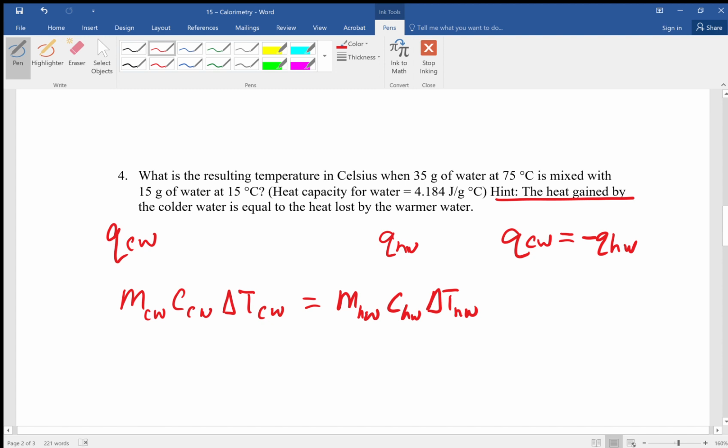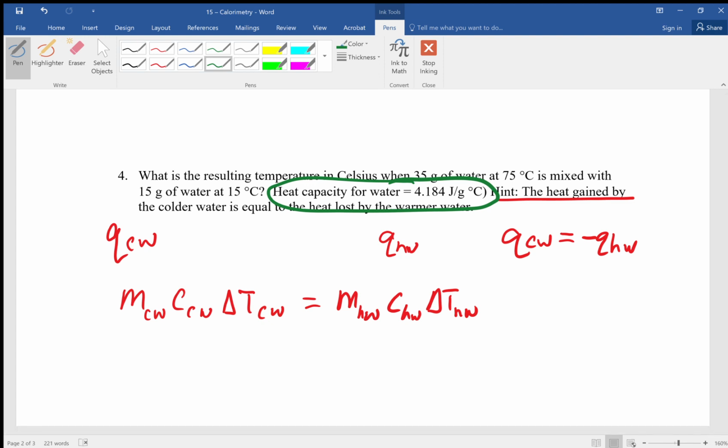But immediately I can simplify this. And how can I do that? Well, in this case, I know that these are both water. And because they're both liquid water, the heat capacity for both of them is 4.184 joules per gram per degree Celsius. So what does that mean I can do? I can cancel that. Now I've got a much simpler equation to deal with. And we don't want to forget our negative sign here.